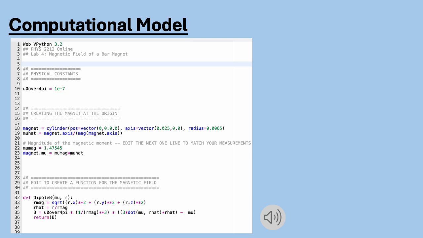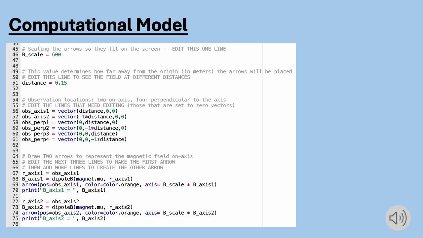So we switched over to Python, and what I did in this slide is I just established what our physical constants are. I created our bar magnet, and I entered in our magnetic moment, which is mu. And then I created a simple function for the magnetic field, which is just using our laws that we learned in class. In this slide, what I did is first of all, I scaled my arrows, and I determined around how much the distance would be. I was just trying to edit around and play around. At this point, I did 0.15 meters, I think.